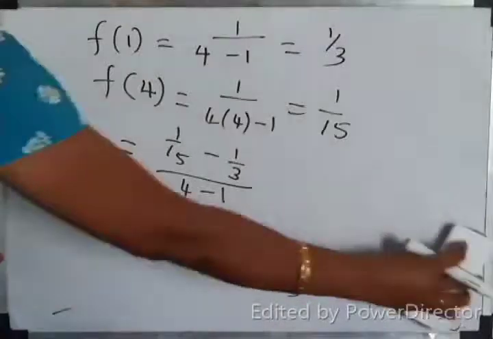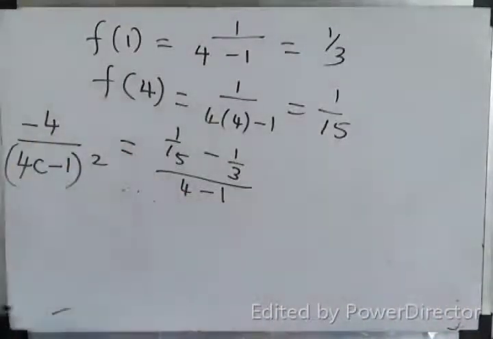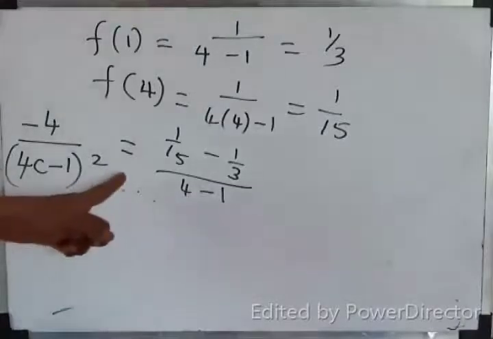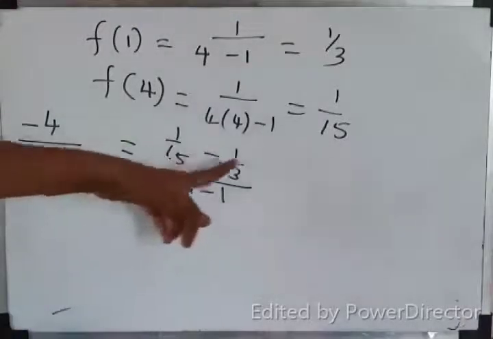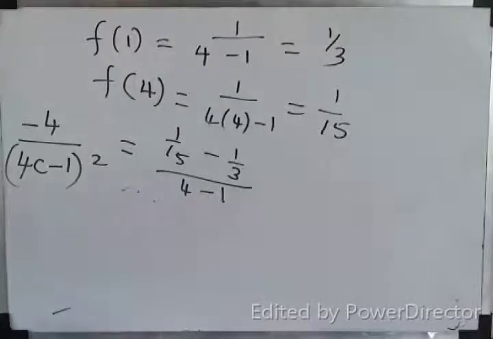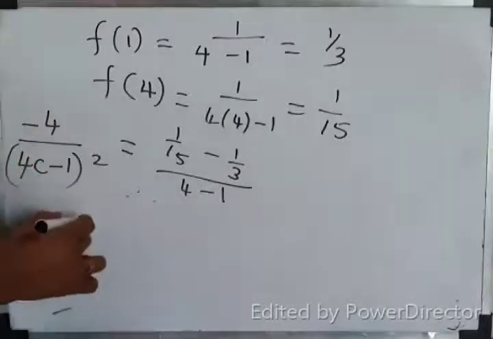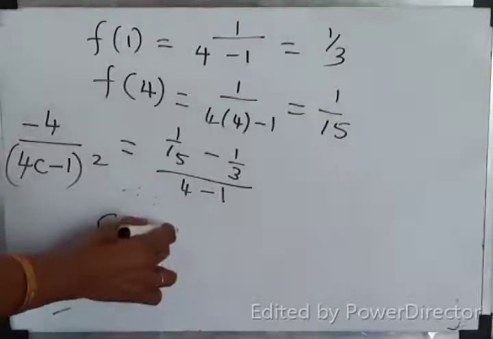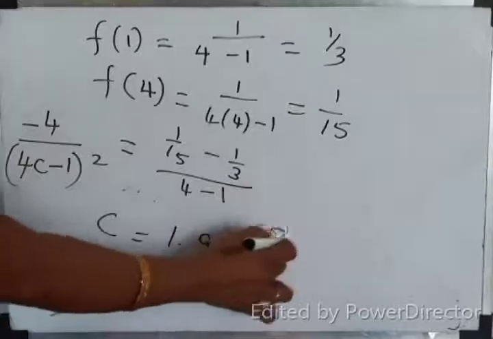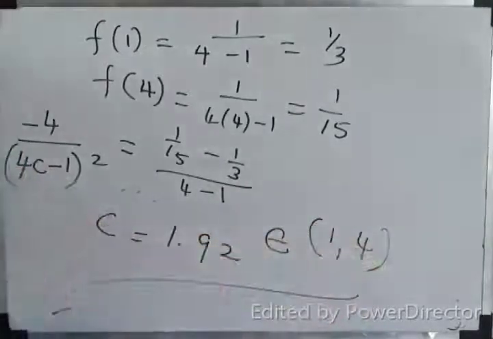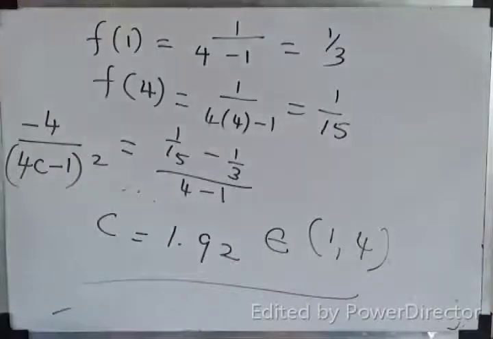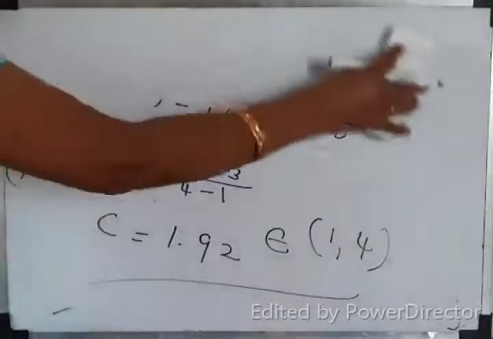F dash of c, same step, children. You please write everything in your classwork notebook. Minus 4 by (4c minus 1) the whole square equal to f of b minus f of a by b minus a. If you simplify, yeah, I hope I did it, right? This sum also I finished. Okay, once again, c equal to 1.92, which belongs to (1, 4). Complete. You will get two answers. One does not belong to that interval, the other one is okay. Even though I repeat, no problem. You also repeat in your classwork notebook.